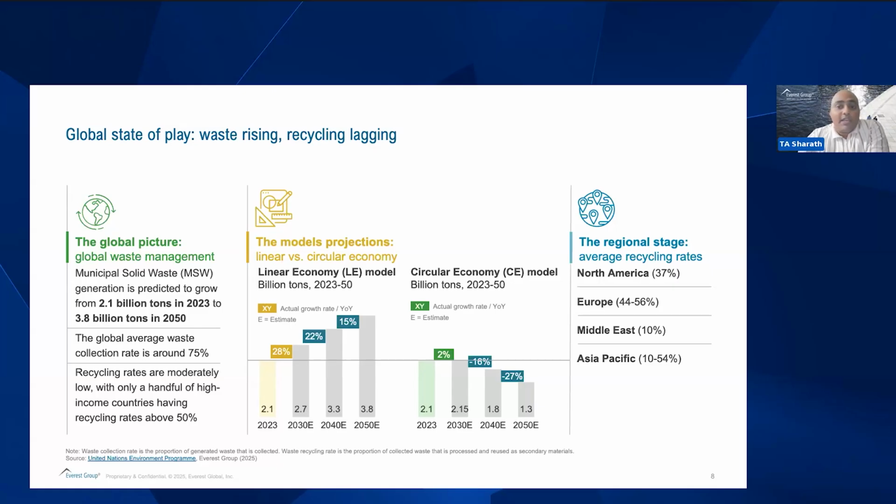With moderate waste collection rate, that implies that the recycling rate is also reduced, which means that the proportion of collected waste that is processed and reused as secondary materials is also low. It is worth noting that only a handful of high-income countries have waste recycling rates of over 50%. And in general, countries within, let's say, Middle East or Asia Pacific will have as low as 10%.